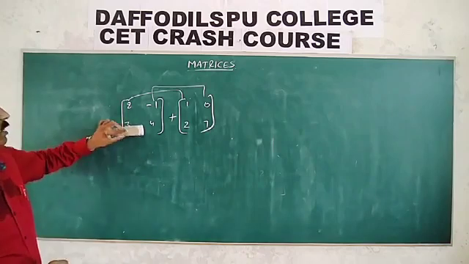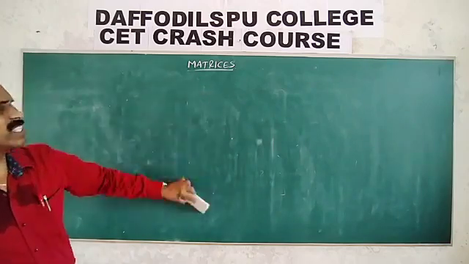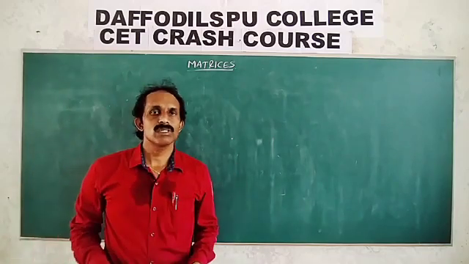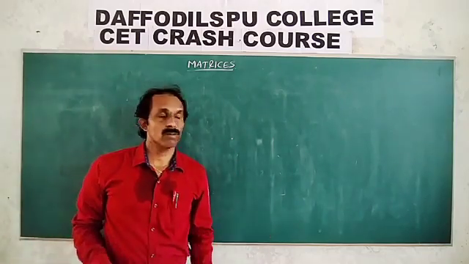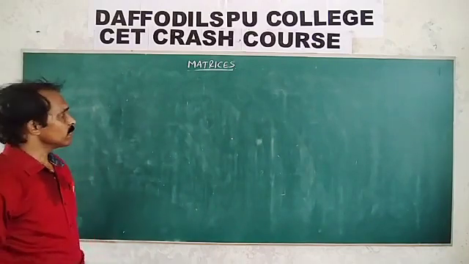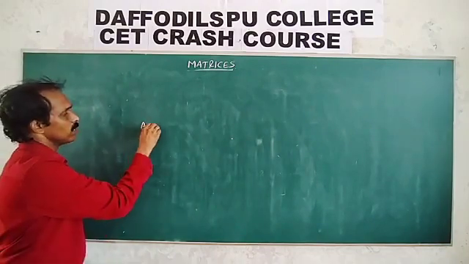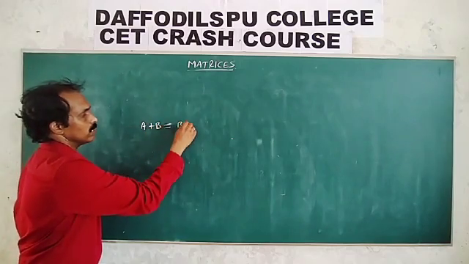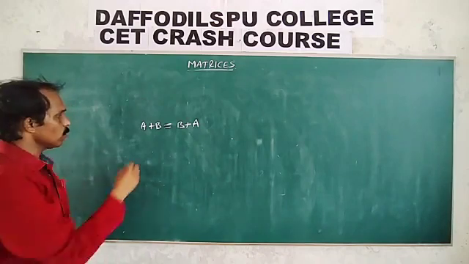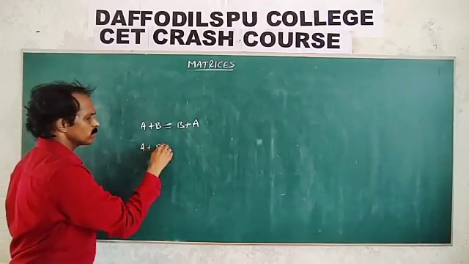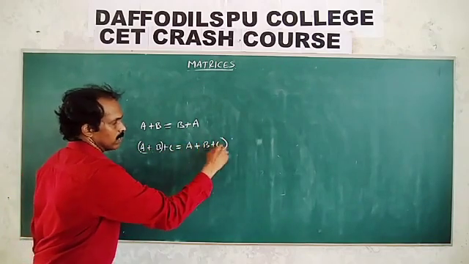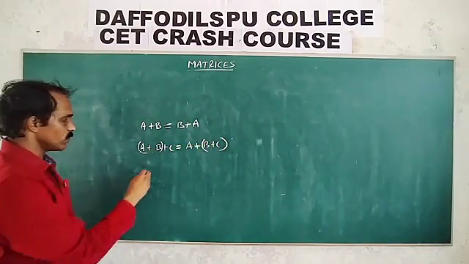Okay, some properties are there. Some properties you already know; I am sure everybody knows this topic. What are the addition properties? Commutative law is applicable: A plus B is equal to B plus A. Next, the associative property also is satisfied: A plus of B plus C.